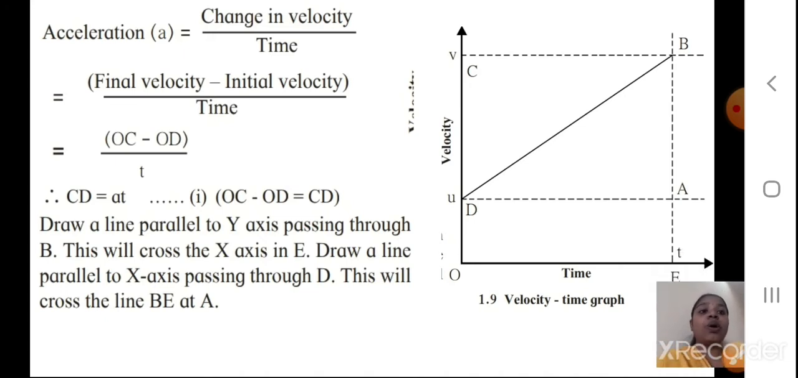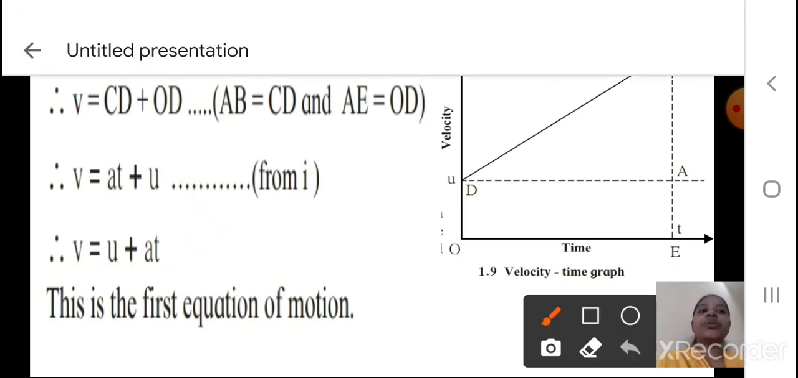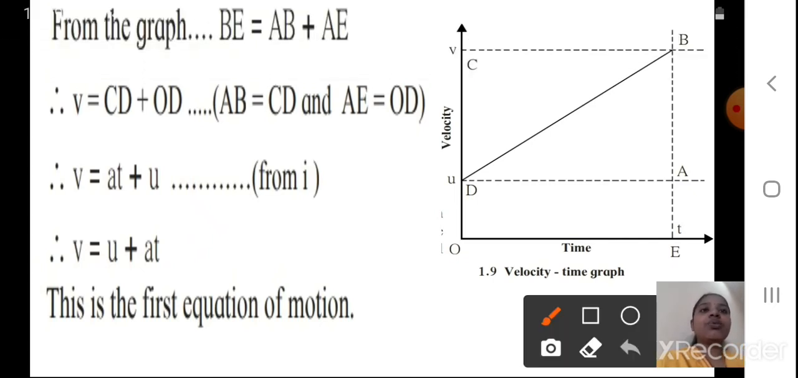Now, from the graph what are you going to get, students? Just look at the graph. BE, can you see this B to this E, is equal to the addition of AB plus AE. Now you know, therefore, BE is your what? Velocity. This whole thing is your velocity from here to here. So we have written BE is equal to v.